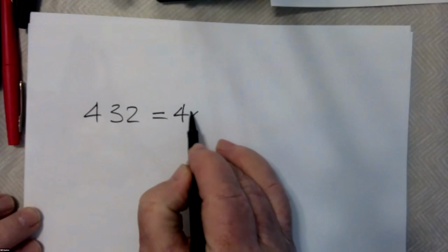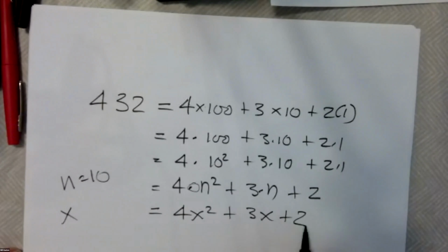Then, of course, they learn about exponentials. So they learn to write this as 4 · 10² + 3 · 10 + 2 · 1. And then we might say to them, let's let n equal 10. And we rewrite this as 4n² + 3n + 2 · 1. Then we get to a class like algebra, and we say we're not going to use the dot anymore, and we like to use x's. So we're going to rewrite this as 4x² + 3x + 2.